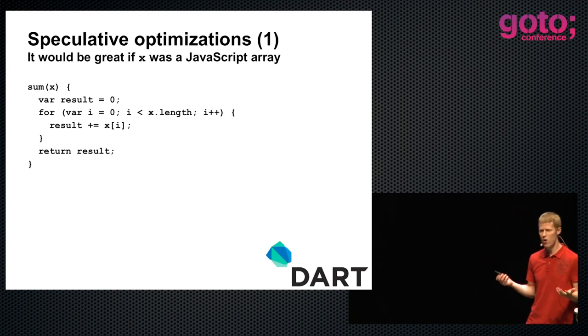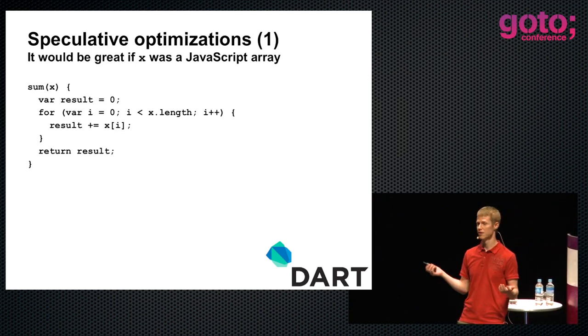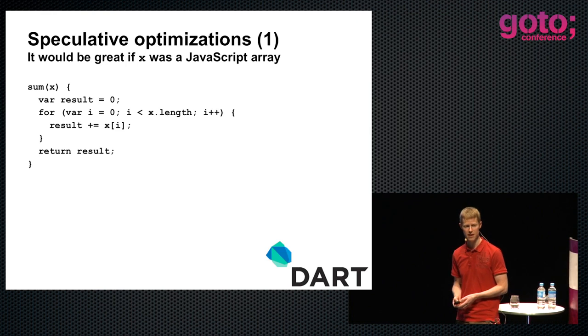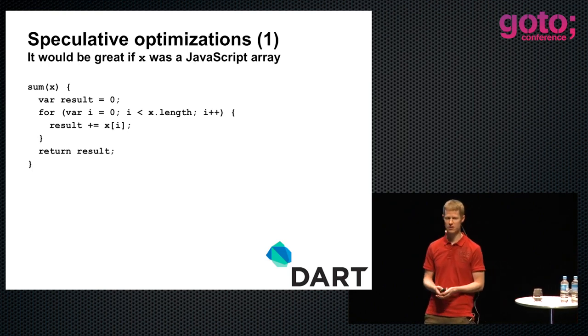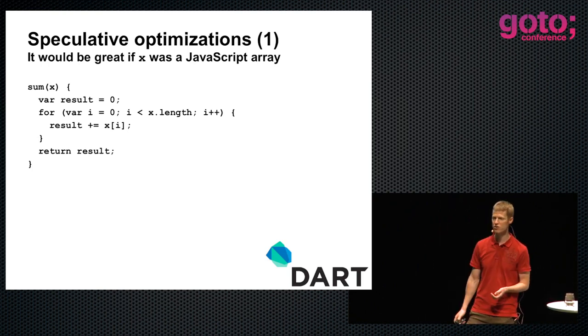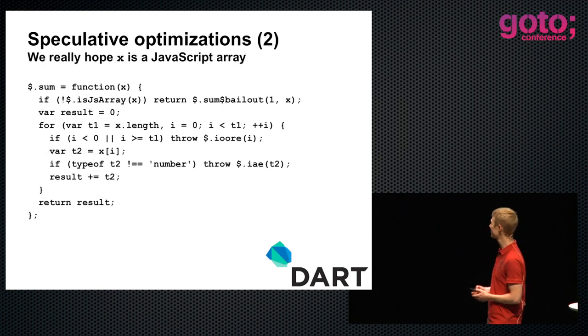The problem is we don't know if x is an array. It could be a string. It could be something weird. We just don't know what it is. But the compiler we have still actually allows us to speculate and say, it would be fantastic if x was a JavaScript array at this point. So why don't we just try to compile it as if it was? So we end up generating code like this.